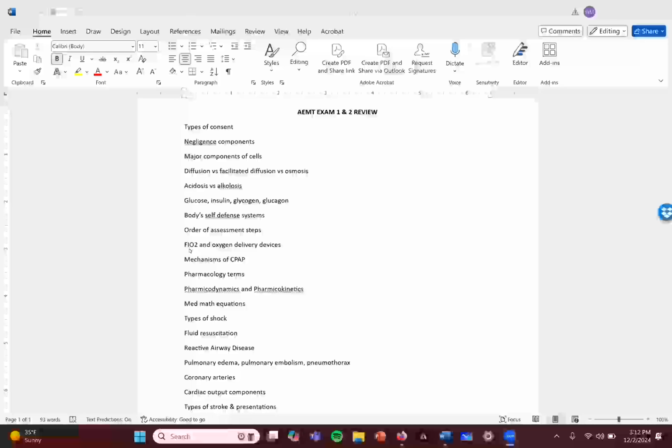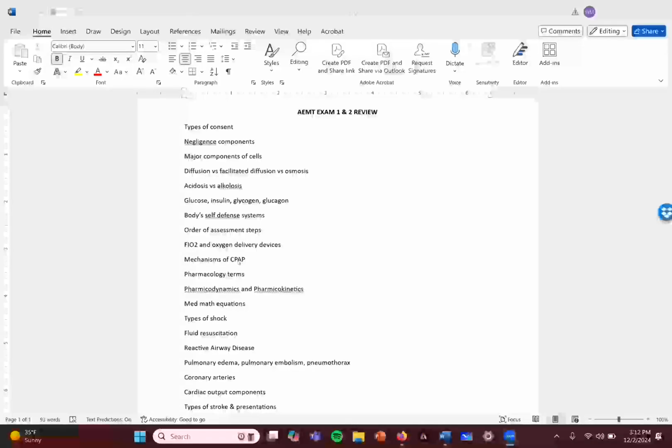In atmospheric air, the air that we're all breathing right now, you're breathing 21% oxygen. Different nasal cannulas can go up into the 40s depending on your flow rate, and non-rebreathers can go up into the 90s depending on, again, your flow rate.